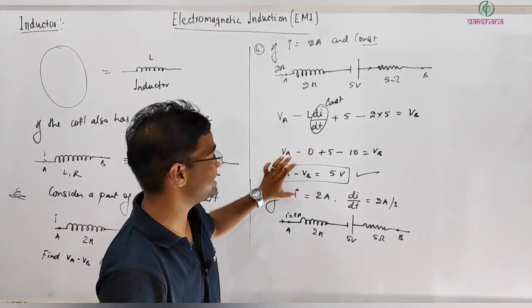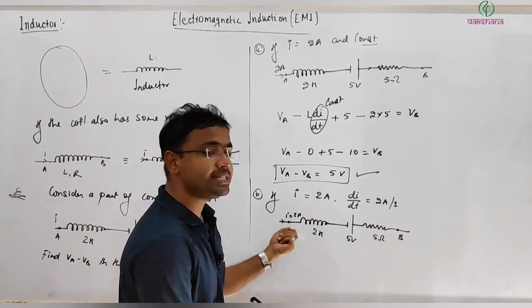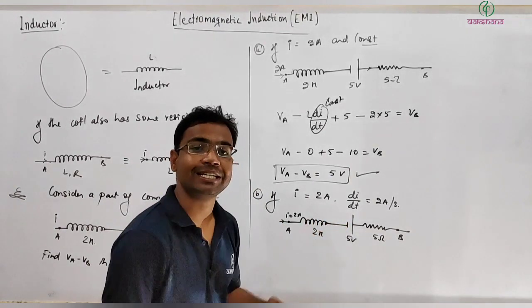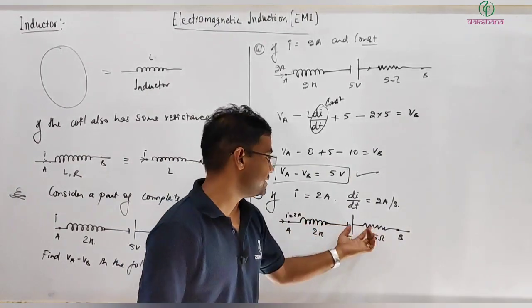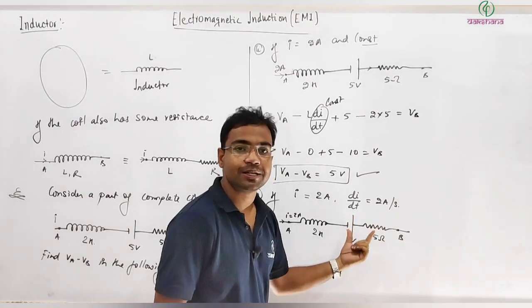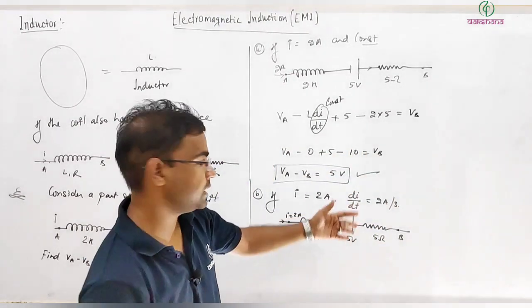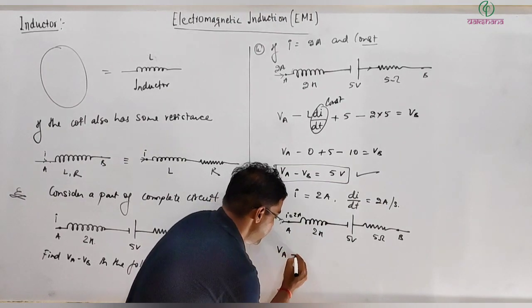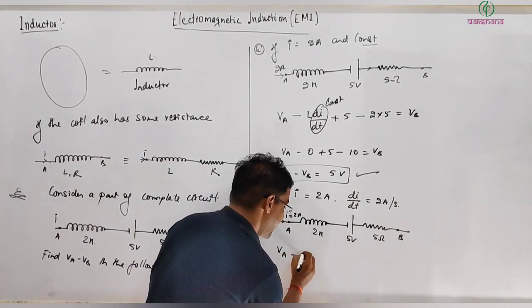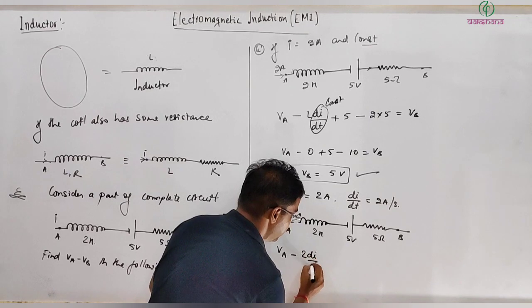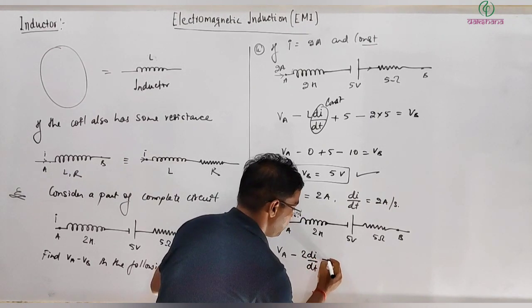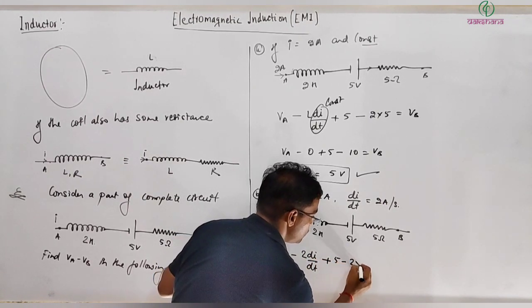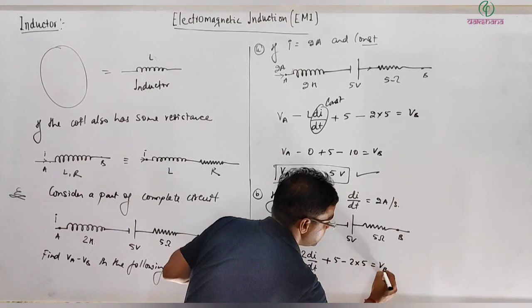I hope you are finding it easy. It's not much difficult. So in circuit also we can deal with inductor. Up to now we have done problems with the inductor and capacitor also. Later on we will see things with the capacitor too. So let's see here. So again I will write VA minus L, 2 into di by dt, plus 5 minus 2 into 5 equal to VB.